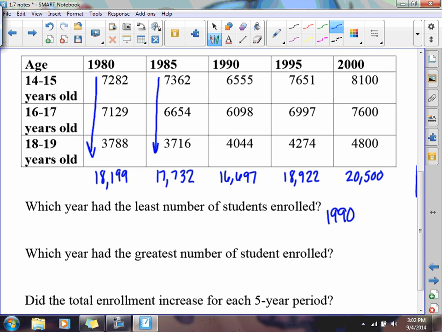Which year had the greatest number of student enrollment? Again, you're going to look at all of these totals, these 5 totals that we found. The biggest is going to be the 20,500 in the year 2000.